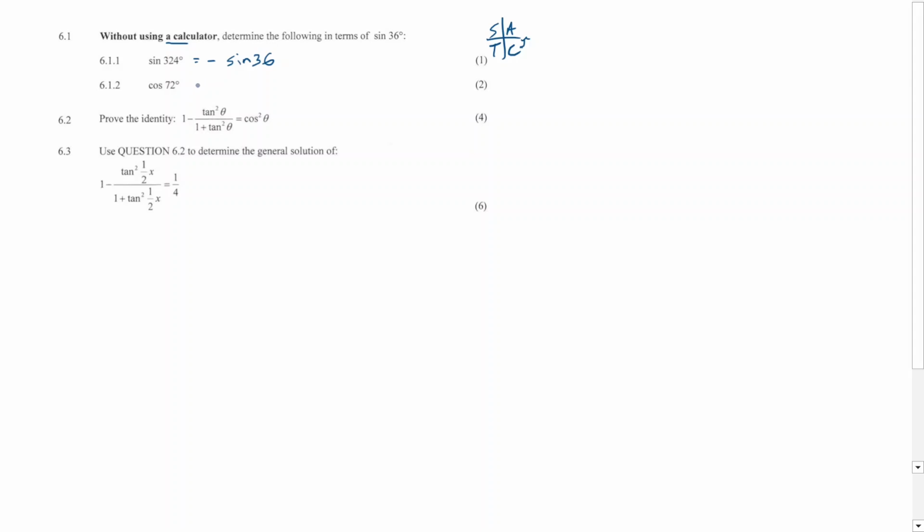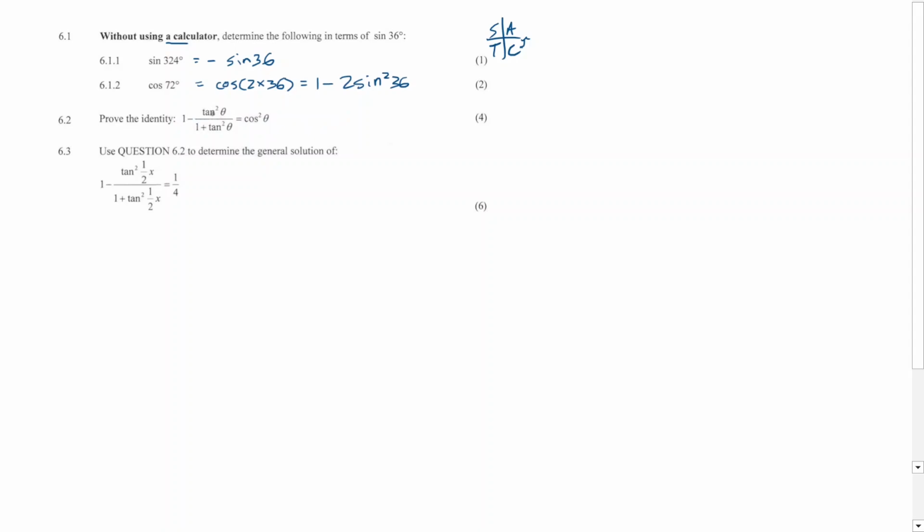This one, cos 72, if you're in grade 11, you can shut your ears. You won't necessarily be able to do this, but if you're a matric watching this, you would have just seen this as double 36, and you can choose the double angle that involves sine. So that would have been your answer.